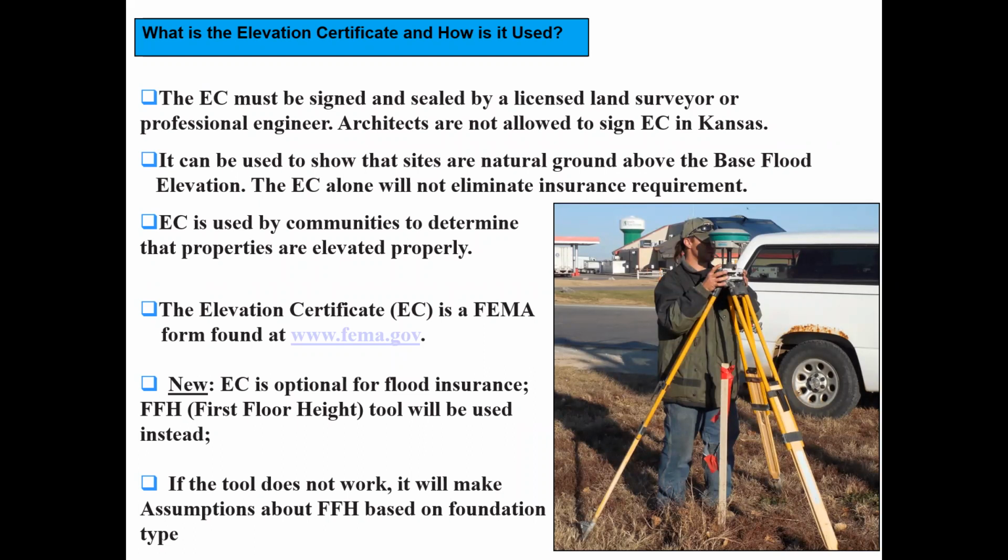So what is the elevation certificate and how is it used? Well, it has to be signed and sealed by a licensed land surveyor or a professional engineer. Architects are not allowed to sign and seal them in Kansas, even though the instructions on the elevation certificate say that they can. This is a state-to-state rule, so architects can do floodproofing, but they cannot sign elevation certificates. We use them to show that sites are on natural ground above the base flood elevation.